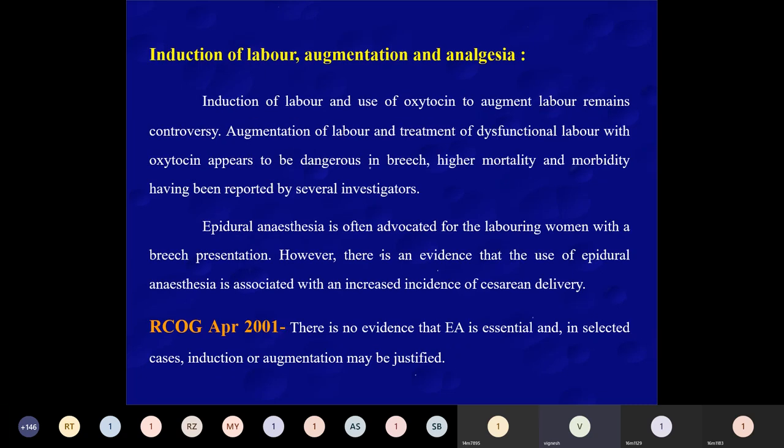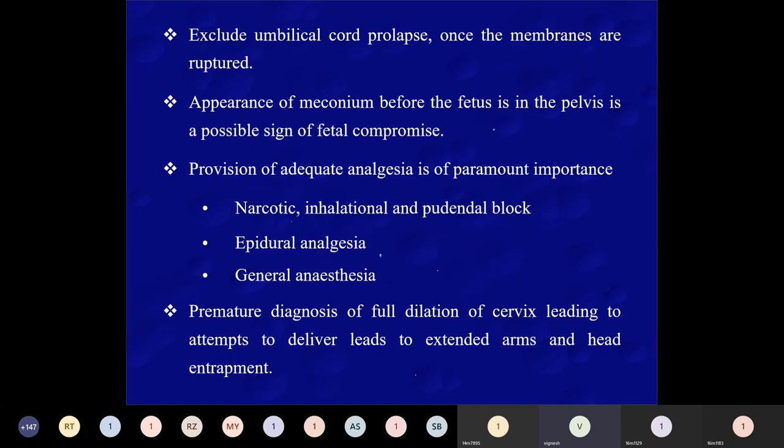The premature diagnosis of full dilatation of the cervix, leading to attempts to deliver the fetus through an undilated cervix with an extended head, will result in head entrapment. So that has to be kept in mind. You have to wait till full dilatation, and the baby should come down to the pelvis on her own, with maternal efforts to push. Don't be hasty in delivering.